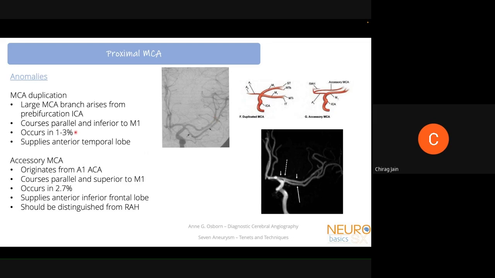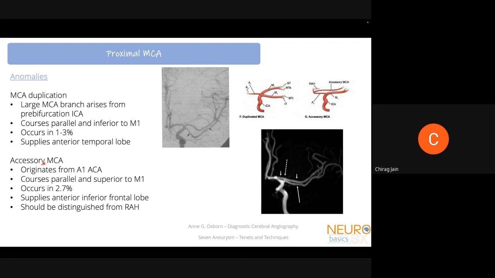Some of the anomalies which can happen with proximal MCA include MCA duplication. Okay, so as you can see, this is the normal MCA over here. And before the ICA bifurcates into the ACA and the MCA, there's another vessel which is arising from the pre-bifurcation ICA following the course of the MCA. Okay, so that is known as a duplicated MCA. So it goes parallel and it goes inferior to the M1. It happens in 1 to 3% of brains and will supply mostly the temporal lobe.